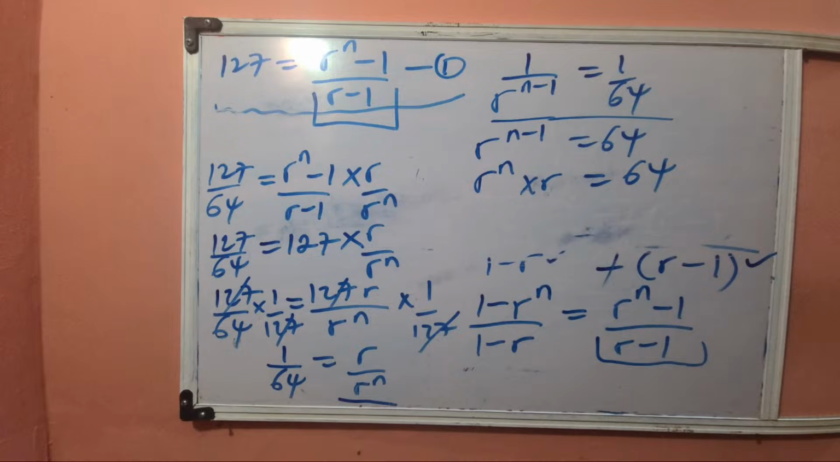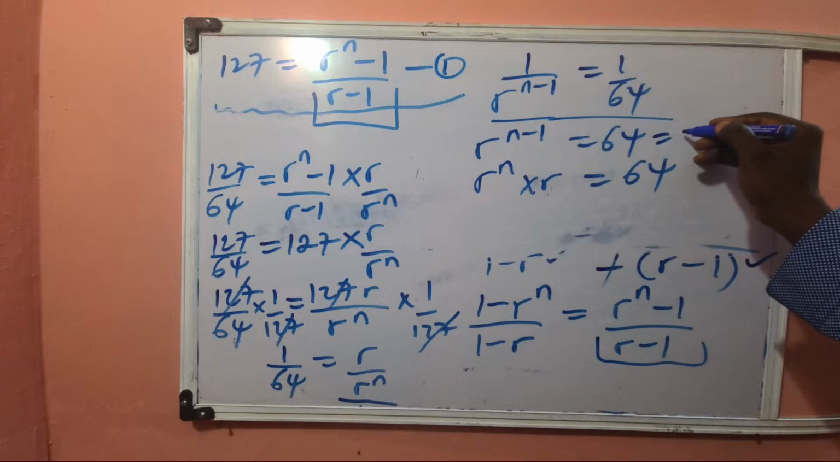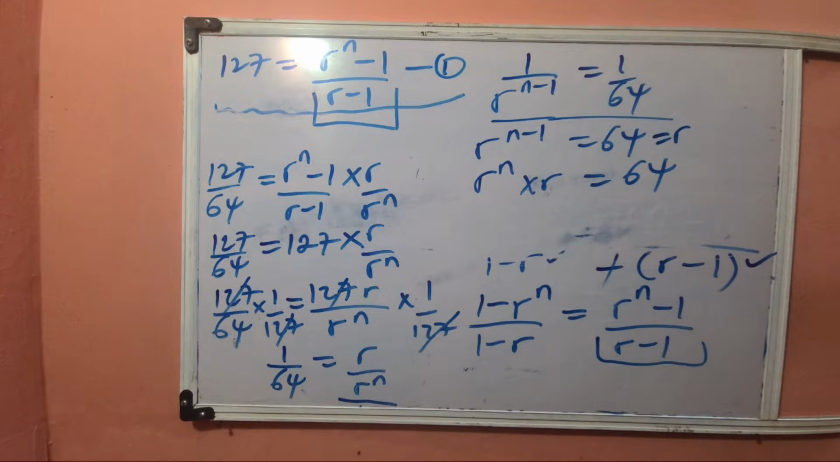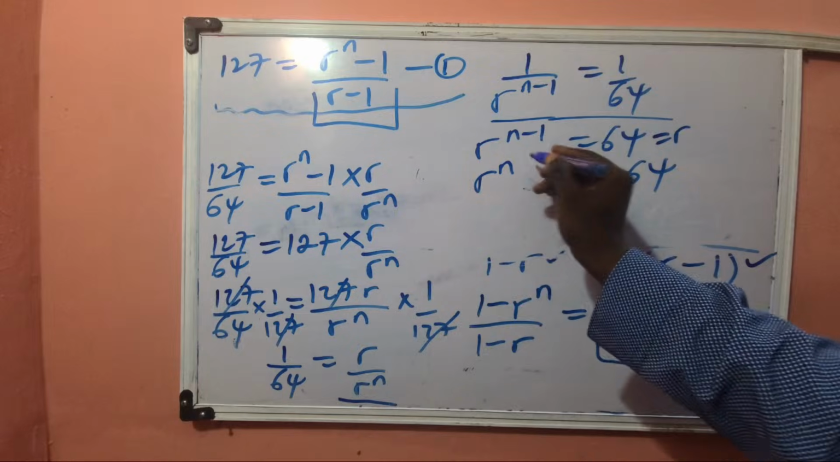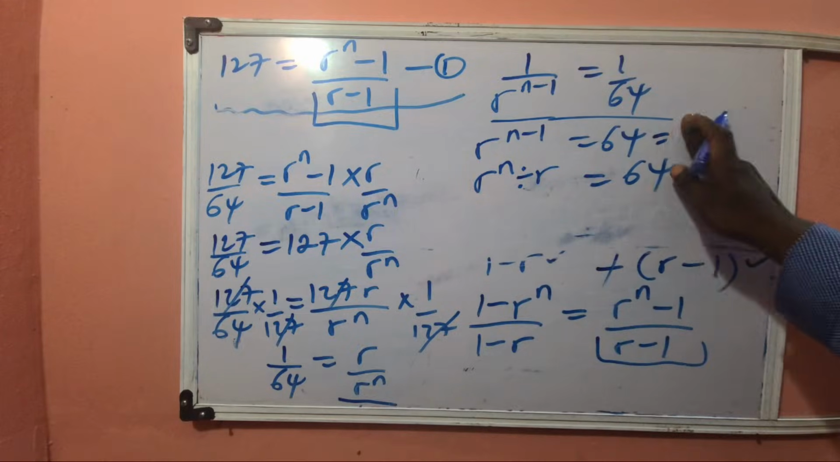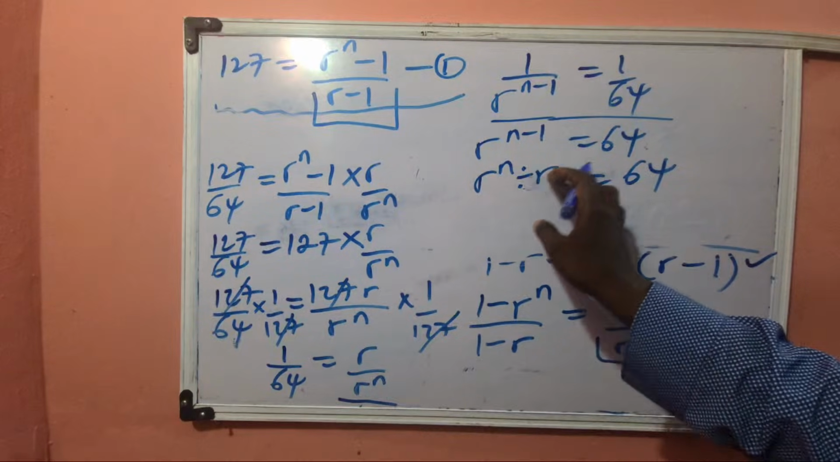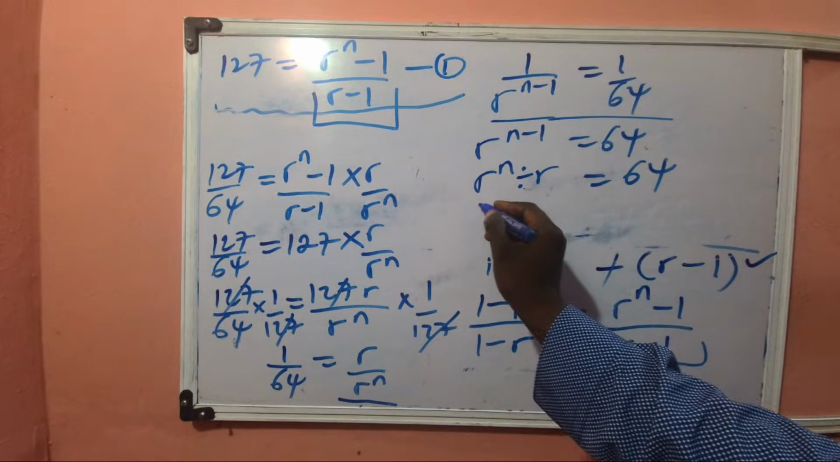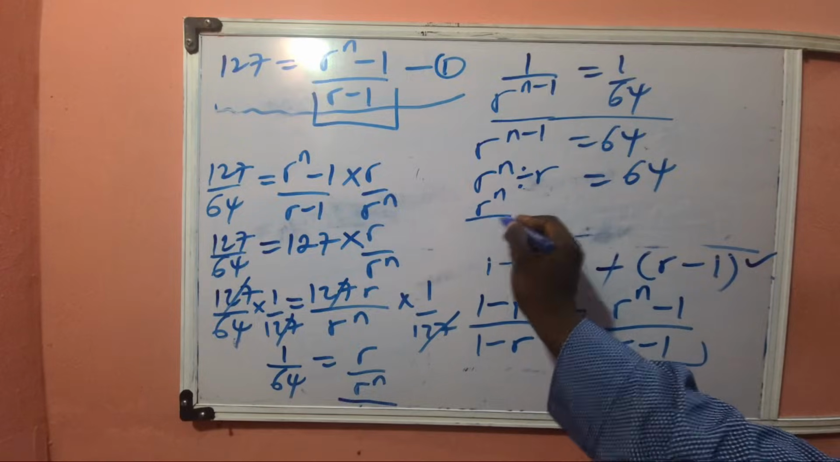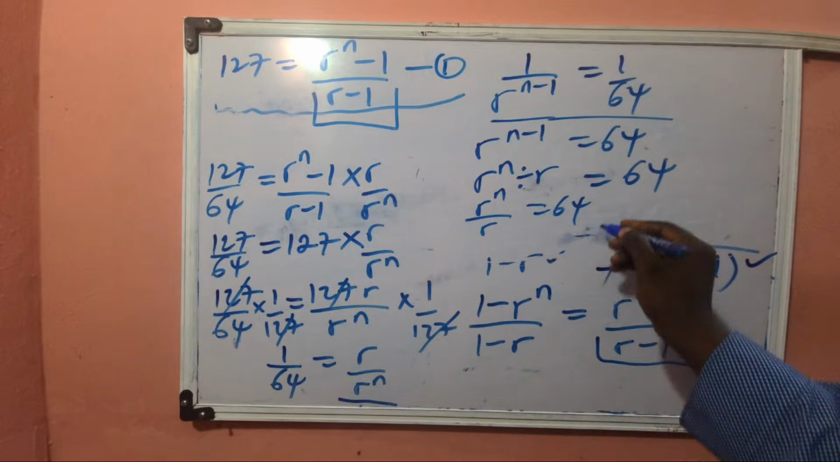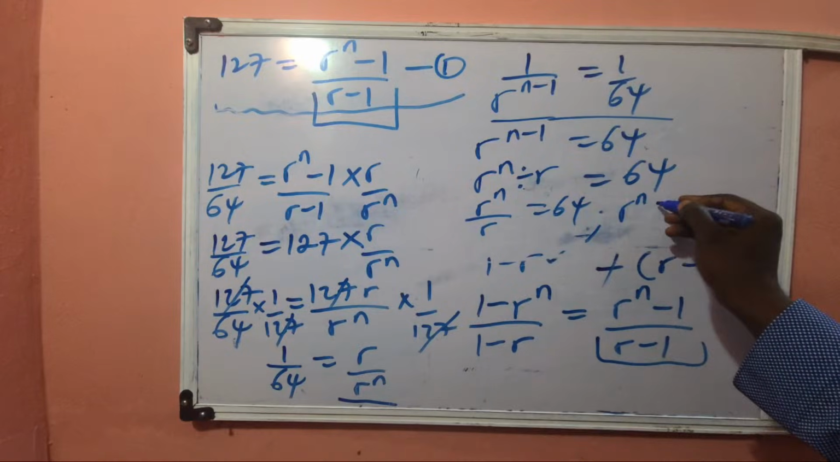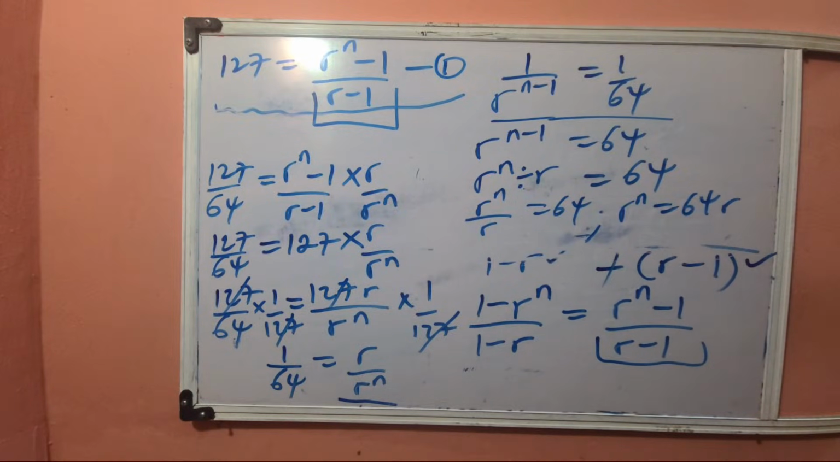So in this case now, of course, I'm sure you can see that this is the same thing as r raised to power, sorry, this is supposed to be r raised to power n divided by r. I'm sure you understand when we have minus, that means a division happened. So if a division happened, that means I'm left with r raised to power n divided by r, which is equal to 64. In this case now, r raised to power n will be equal to 64r.